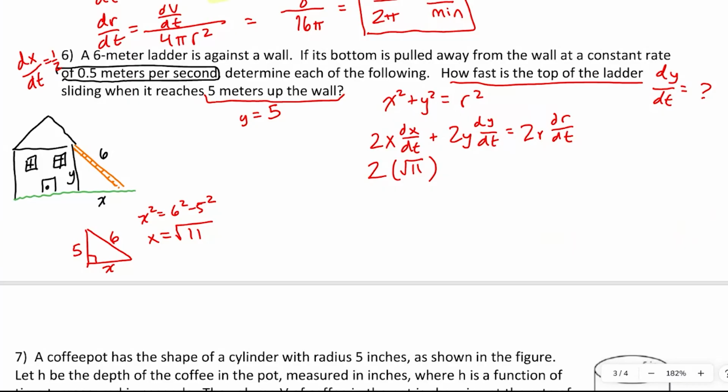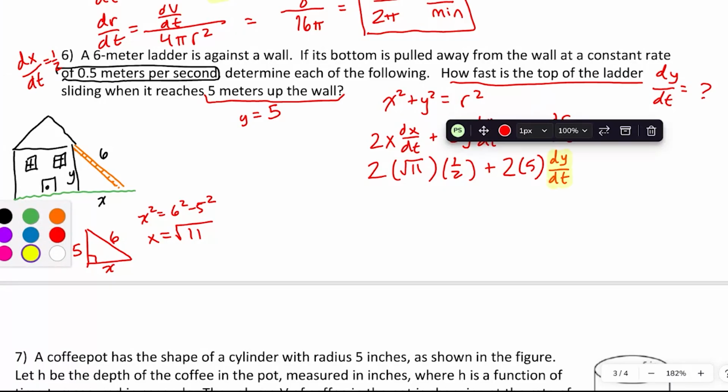Okay, so we've got 2 root 11 times dx dt. Okay, how is the x value changing? It's increasing. Okay, give me that increase. What is the rate specifically? 0.5. Good. So that's going to be a 0.5, or I'll just write it as 1/2, plus 2 times y, which is 5, times dy dt. That's actually what we're trying to find, right? This is our goal, is to find this dy dt. How fast is the y changing?